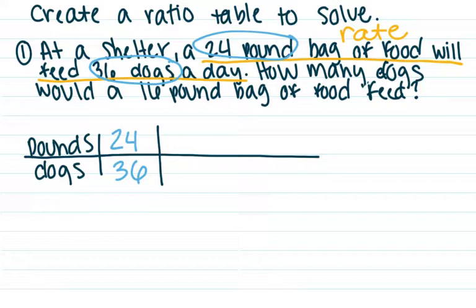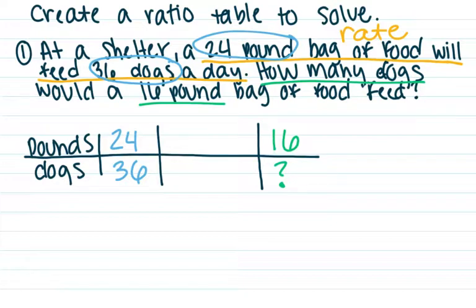So when it comes to the rest of my ratio table, I'm missing a dog number. That's where my question mark is going to be. And it says, how many dogs would a 16-pound bag of food feed? So 16 is the number that goes above my question mark. Again, it goes on top because it is a pound number. It's pounds of food. So now our whole goal is to get 24 to equal 16.